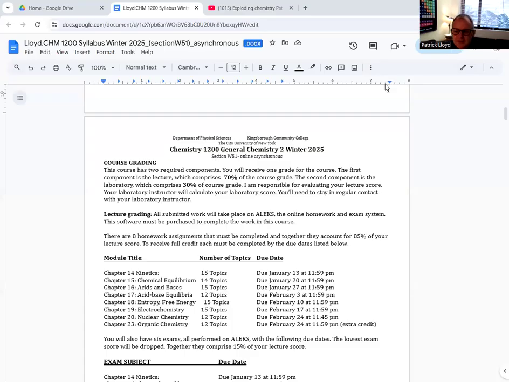So I'm going to go over a couple of topics here. First, I'll begin with the course grading. The course has two grading components. The first is the lecture, and the second is the laboratory. So you will have separate scores for each of those two components, but they will be put together at the end to give you one grade.